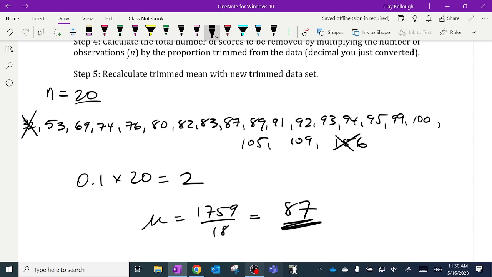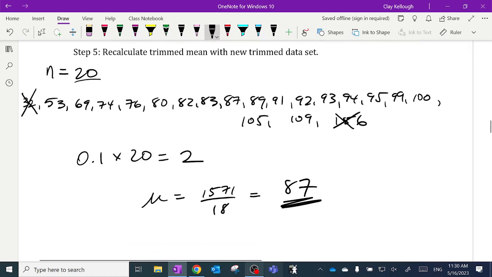Oh wait, that's the wrong number. That was what it was beforehand. Sorry. Can you get rid of that? It was, what was it again? Oh, it was 1571. That's what it was. Divided by 18, which is around 87.